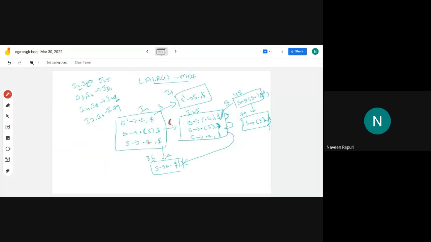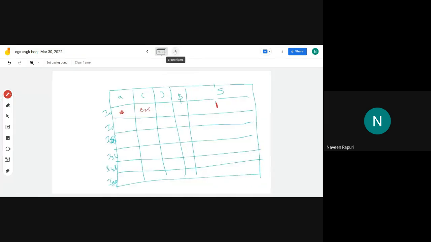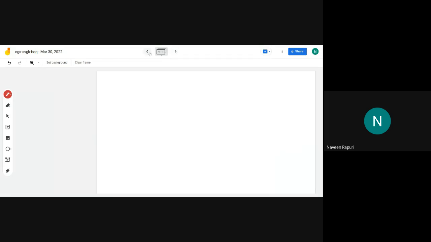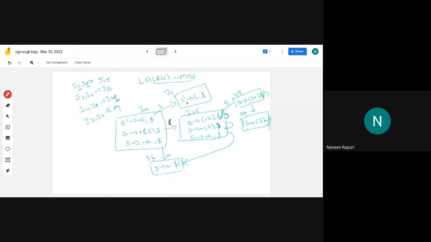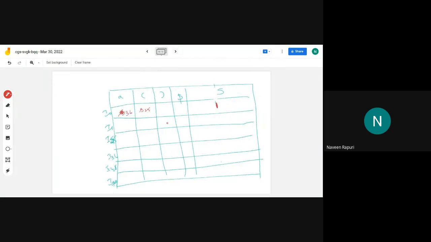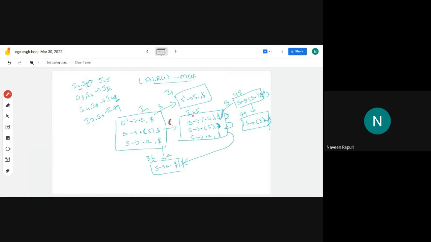And on small a, we are moving to state 36. On small a, we are moving to shift 3, 6. And I1 on dollar, accept, sir. I1 on dollar, accept.